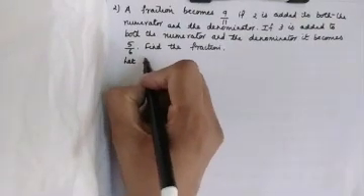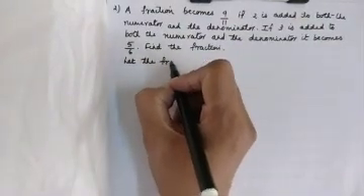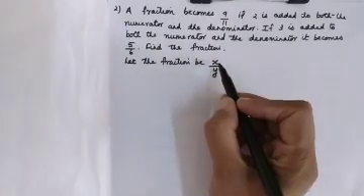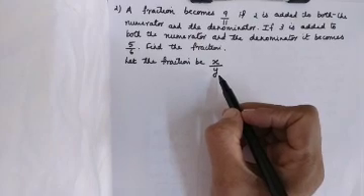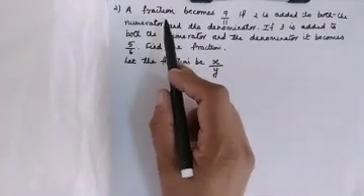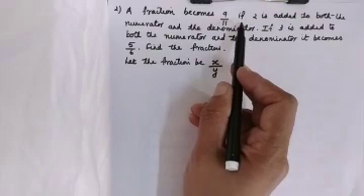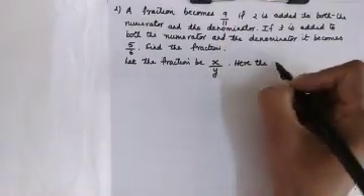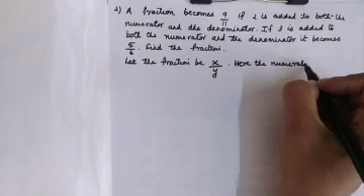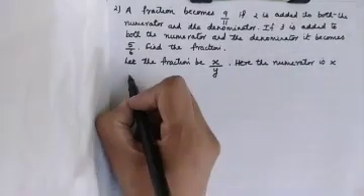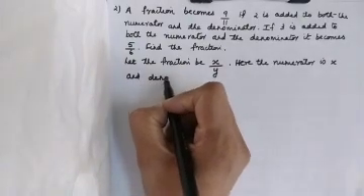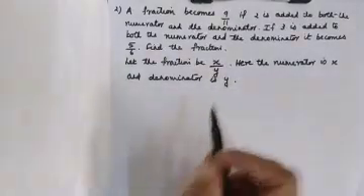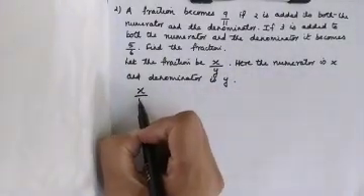So let the fraction be x by y. Here x is the numerator and y is the denominator. Now what is given here? A fraction becomes 9 by 11. So here the numerator is x, and denominator is y. Now x by y is the fraction.